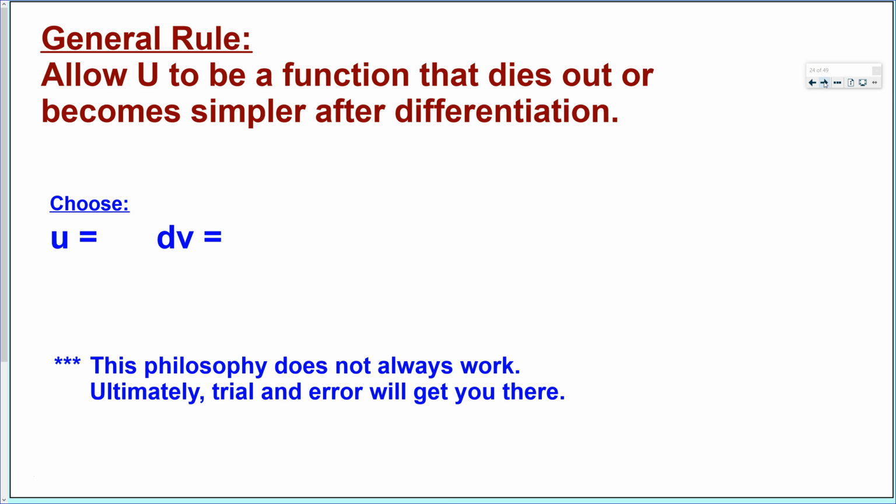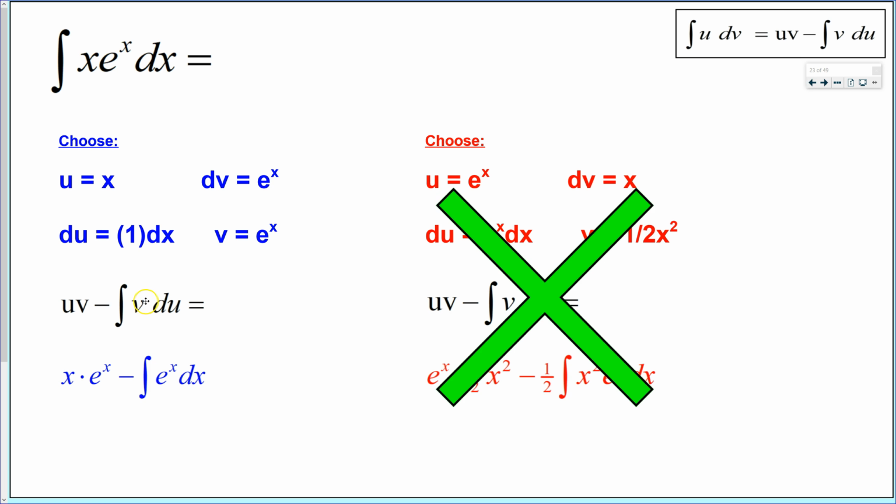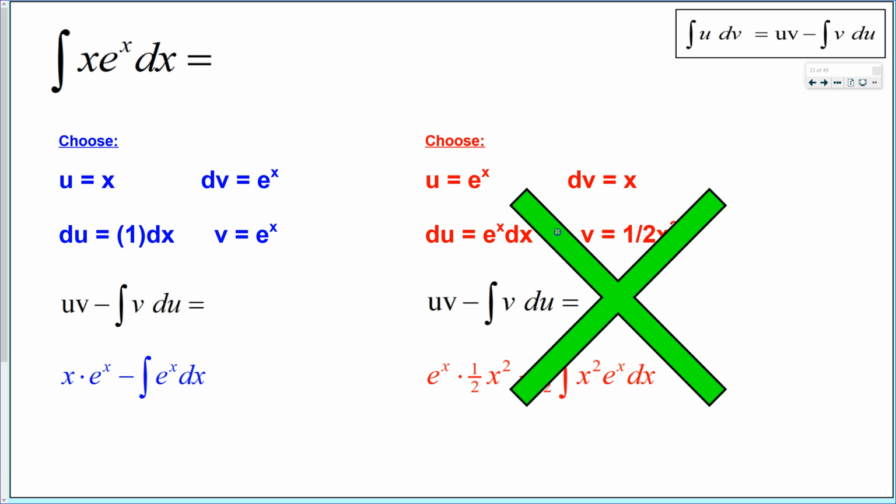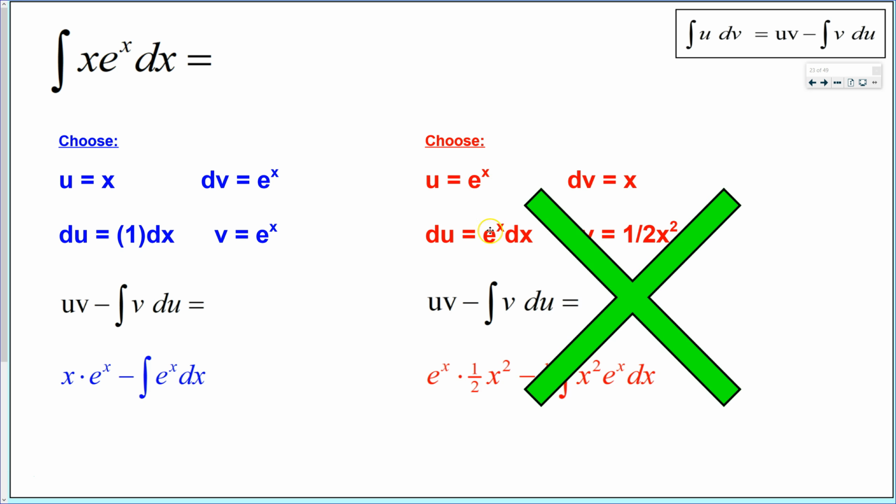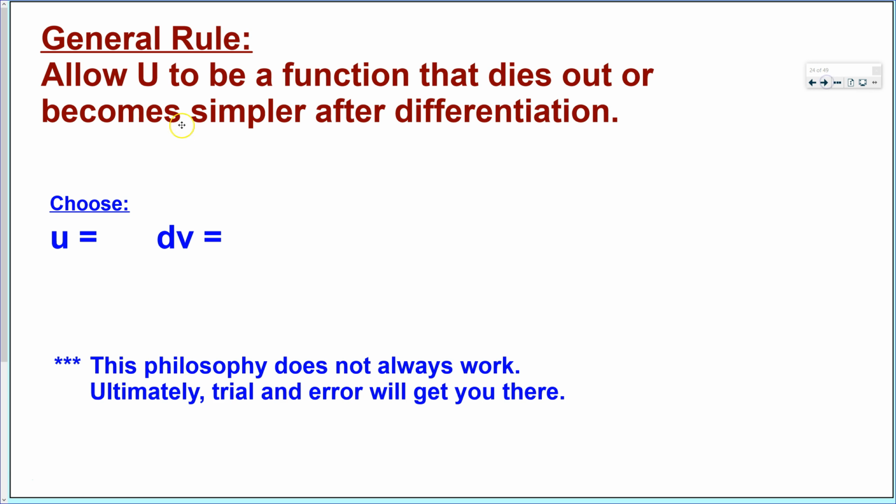As a general rule, the reason that this one worked is because when I took the derivative of u, it got simpler. Okay, and when I took the derivative of this thing, this u, it did not get simpler. It just remained the same thing. And sometimes they'll get more complicated as you take the derivative too. So in general, choose u to be a function that becomes simpler after you differentiate it. And again, this is not always going to work for every single problem, but in general, it's a good rule.